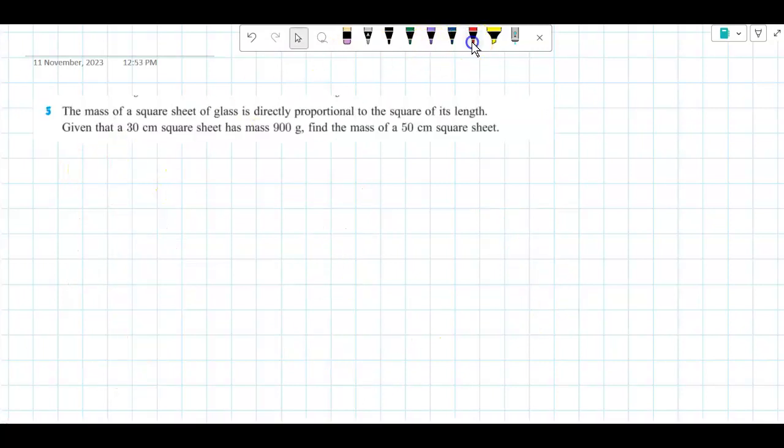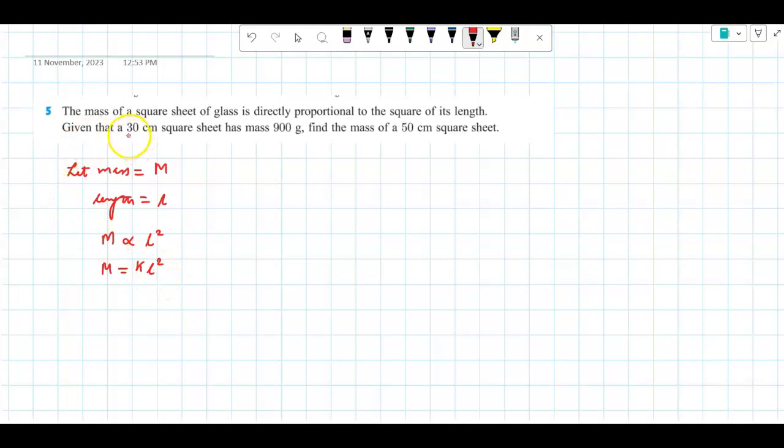Let the mass be m, equal to 900, and let the length be equal to L. So what is my relation? Mass is directly proportional to square of the length. So m is directly proportional to L square. How do you get rid of the proportional sign? How do you make the k? What is k called? The constant of proportionality.